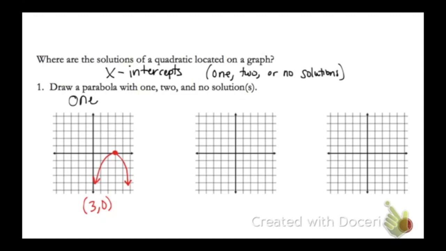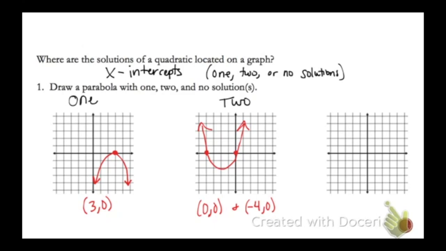With 2 solutions, we would have a graph that crossed our x-axis twice. So maybe it might look like this. So this would have solutions at (0, 0) and at (-4, 0).